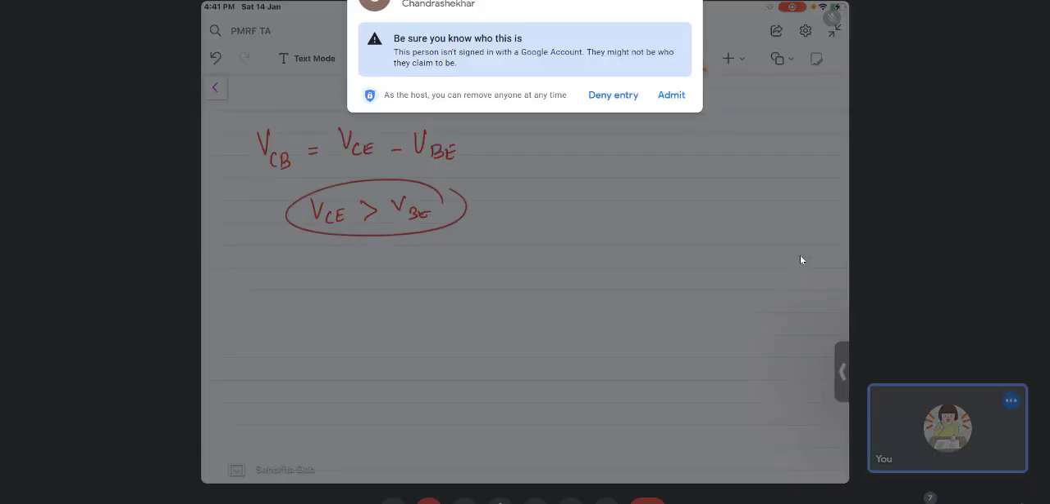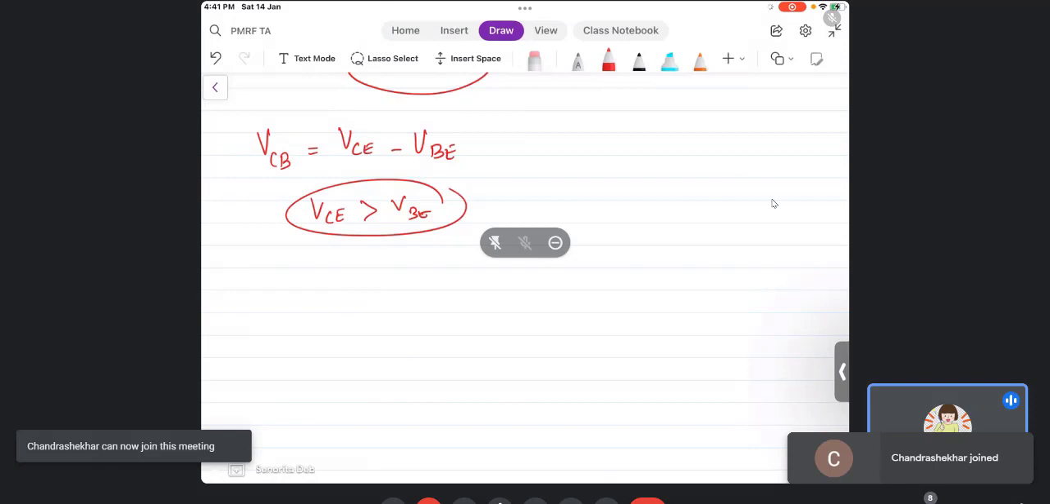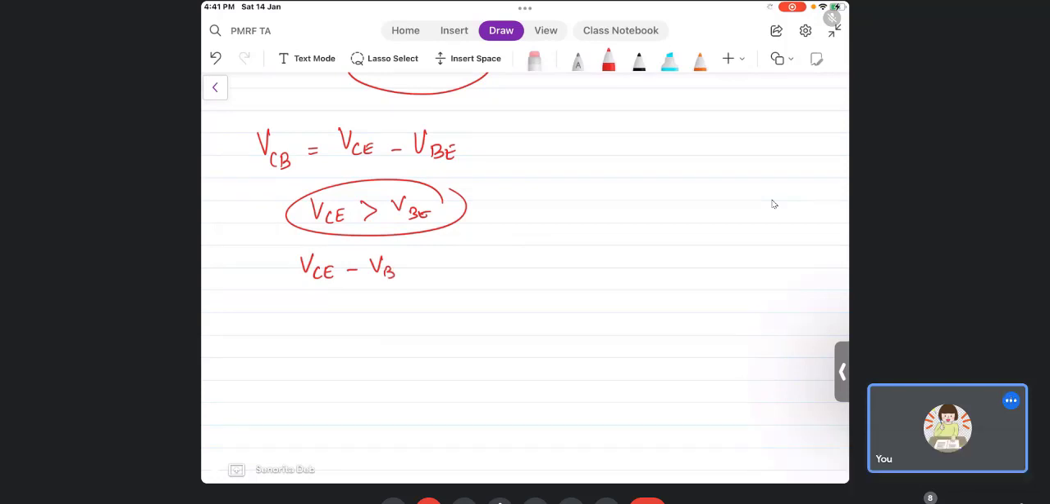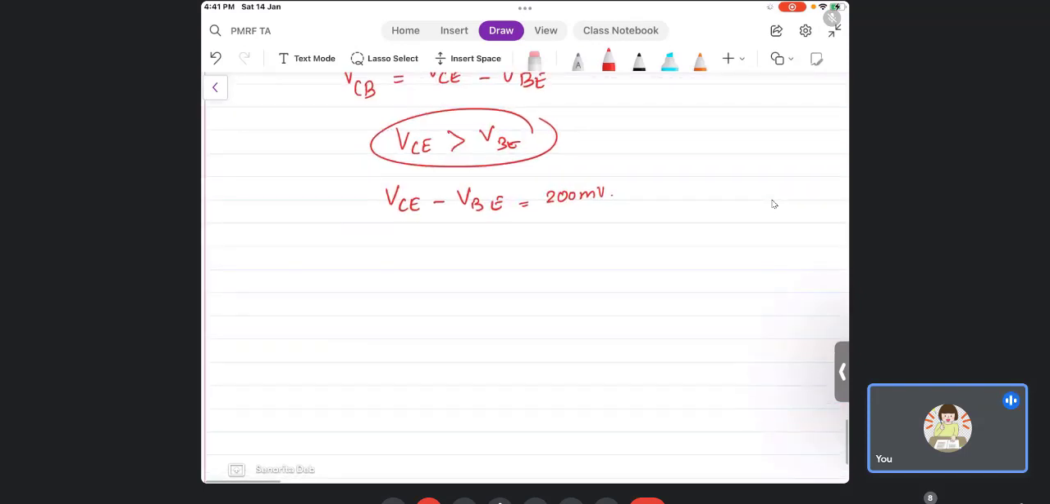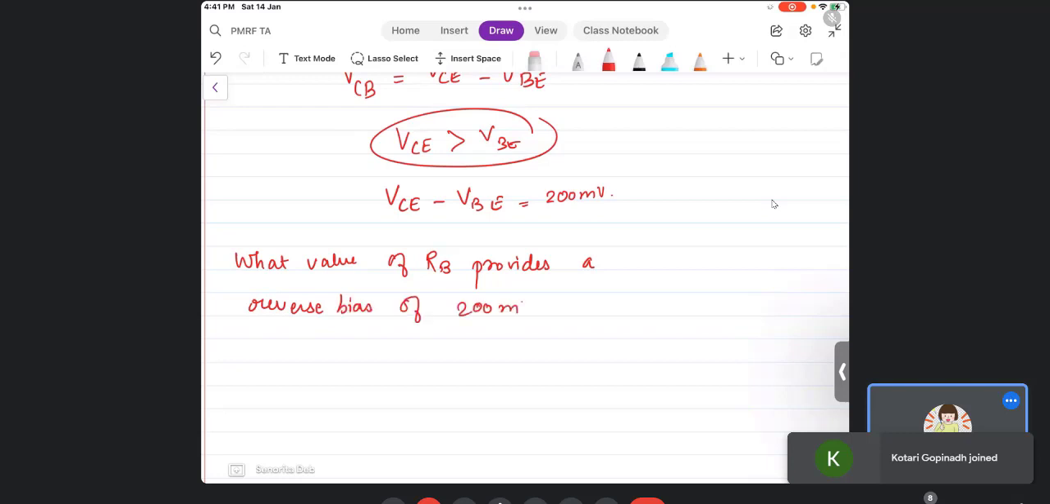Now I am saying that suppose VCE minus VBE, this difference, is 200 millivolts. Now, how can the question be asked? The question can be asked as: what value of RB provides a reverse bias of 200 millivolts? This is now a 2 marks GATE question, because this is creating a twist in the problem.